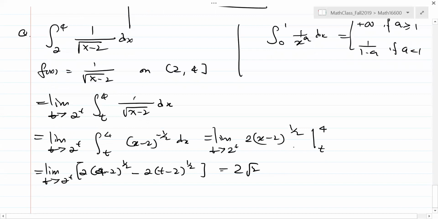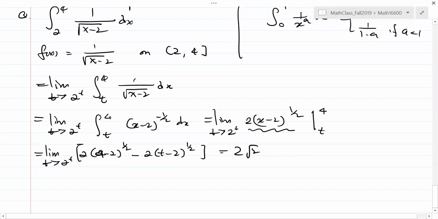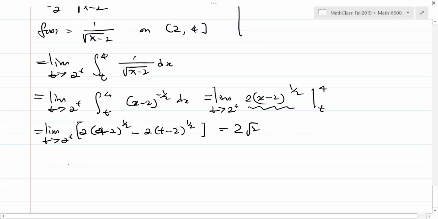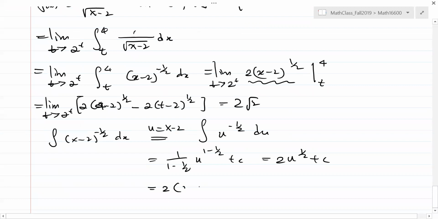If you have trouble finding the antiderivative, you have to use a substitution. You open a small window here and work it out on scratch paper. For example, how do you find the antiderivative of this? You use a substitution, then you get u to the negative 1/2 du. Then you get 1 over 1/2 times u to the 1/2, plus a constant. Then you get 2 times (x minus 2) to the 1/2 plus a constant. This is how you get the antiderivative function using a substitution.